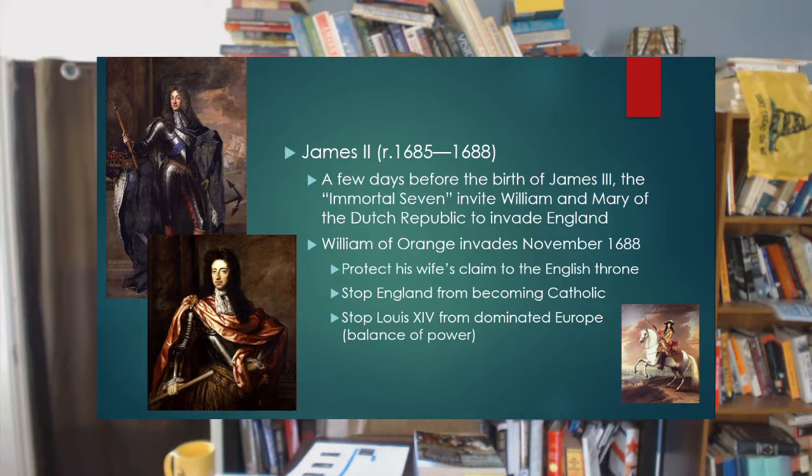And earlier, Parliament had said Mary of the Dutch Republic is going to be the next heir to the English throne, and her husband. He wants to stop England from becoming Catholic, and he wants to stop Louis XIV from dominating Europe. William of Orange and the Dutch Republic had been fighting the French, so they don't want England to fall to the French.